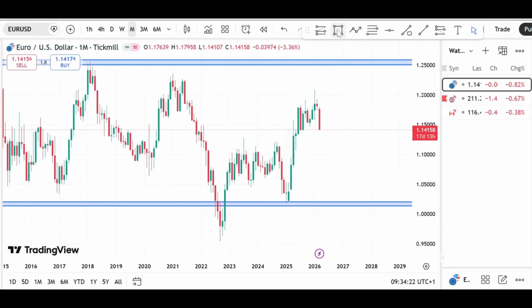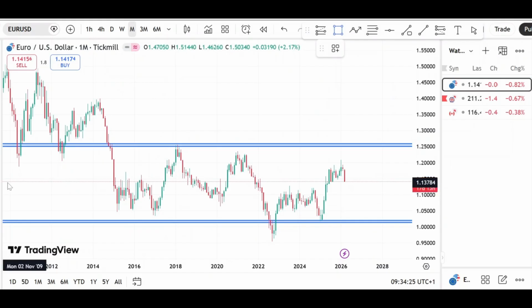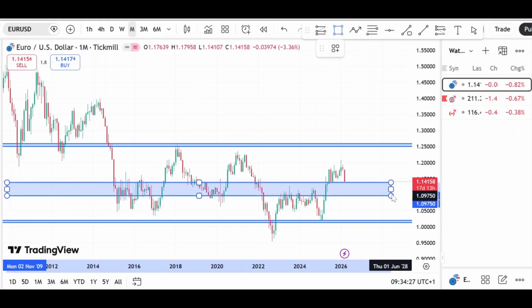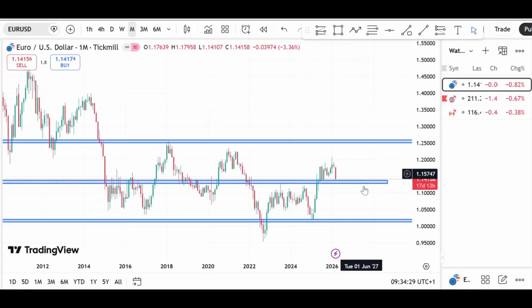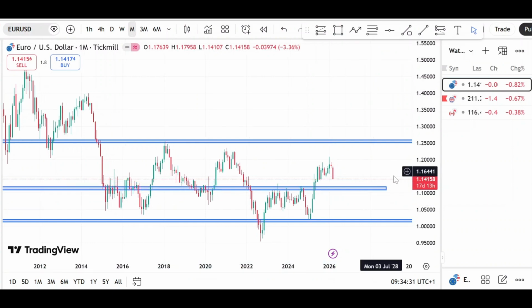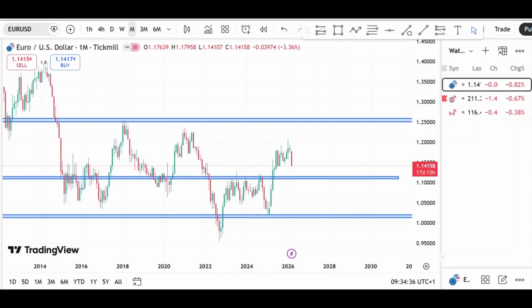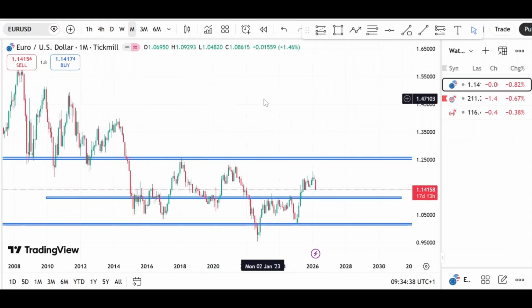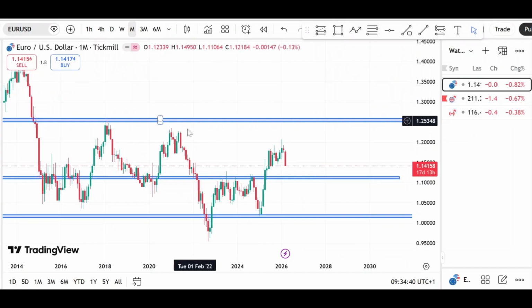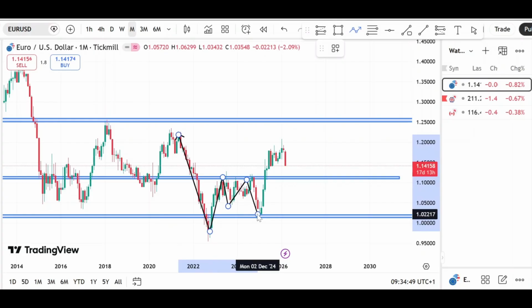Okay, this is the monthly midway zone. As you can see, we have been in a break of structure, consolidation, then a break of structure into an uptrend to create a higher high.